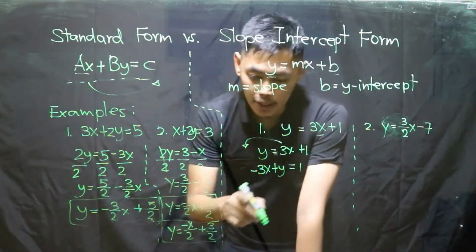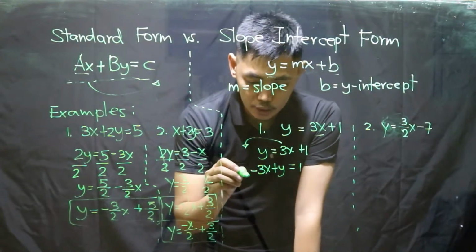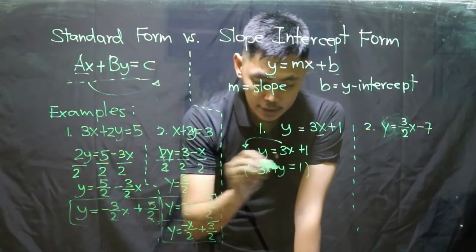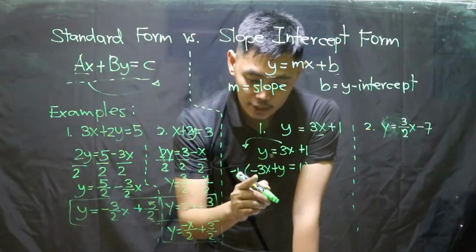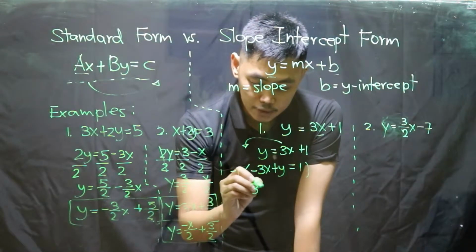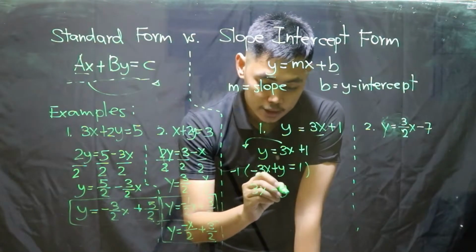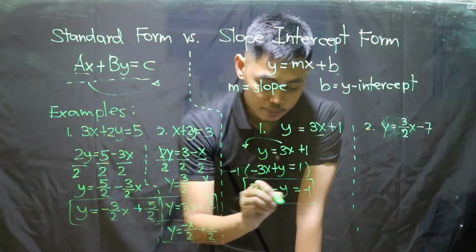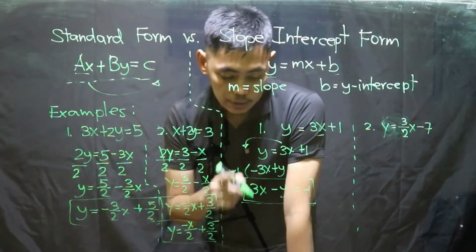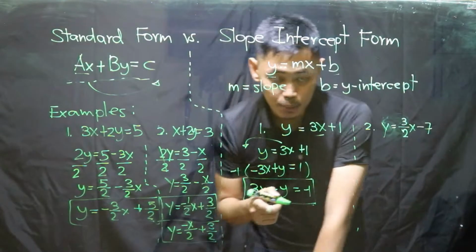We will just need to make negative 3 positive, so multiply negative 1 on all the terms. So negative 1 times negative 3, so we have positive 3x minus y is equal to negative 1, and this is our answer. Okay, we will just need to follow the rule that the first term should be positive.